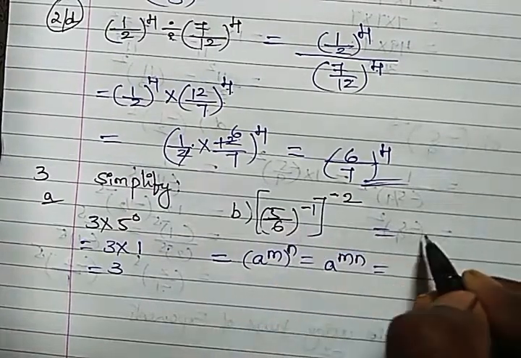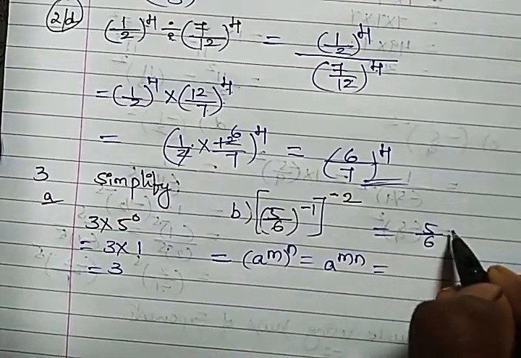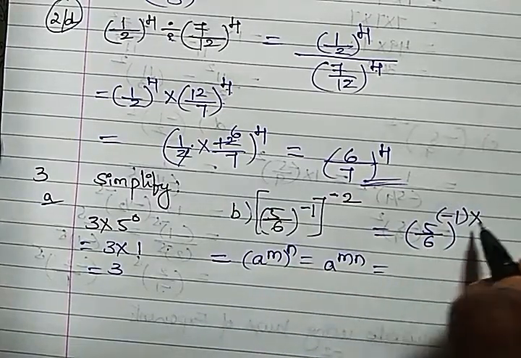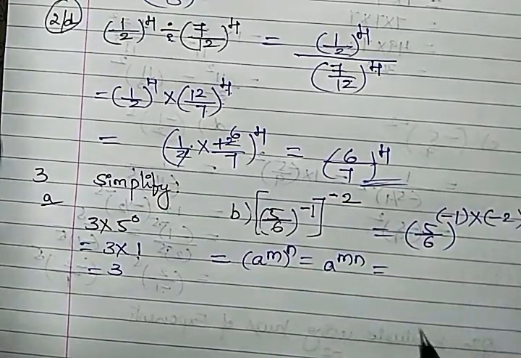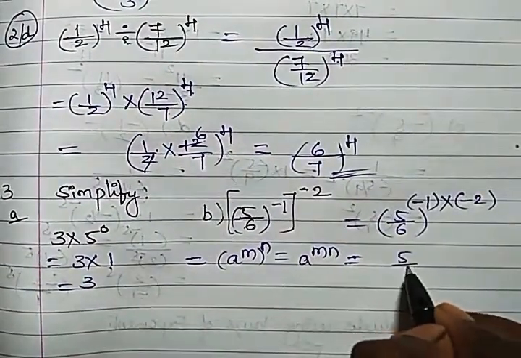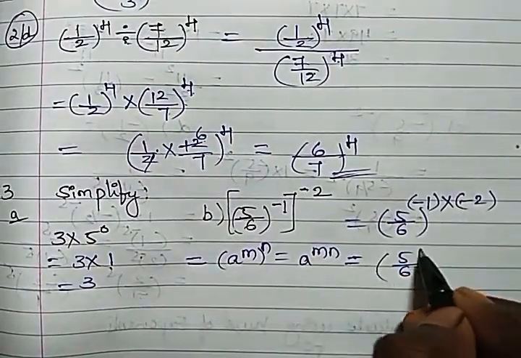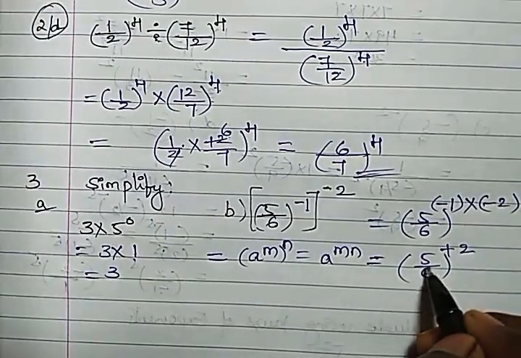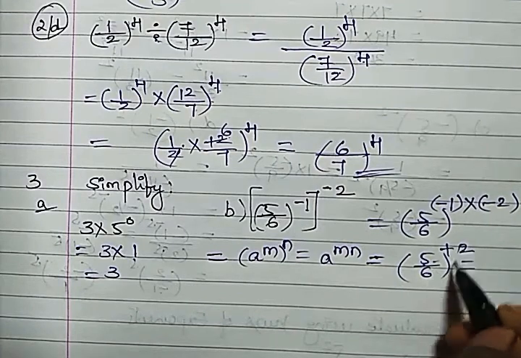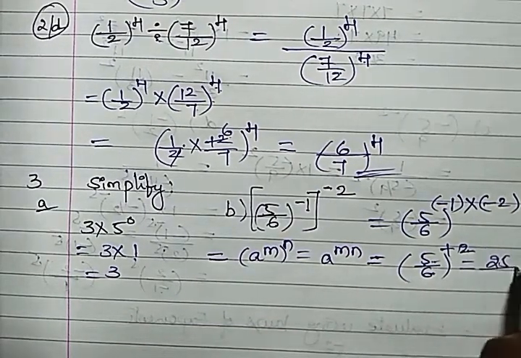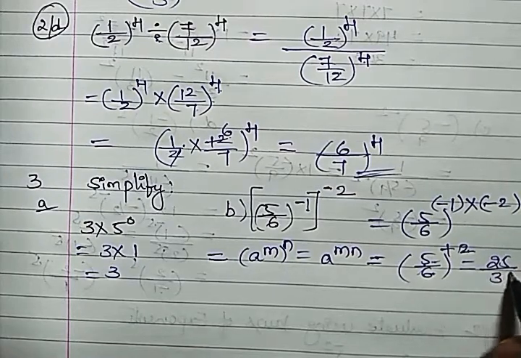So here this can be written as 5 by 6 whole power minus 1 is the first power into minus 2 is the second power. Now what will be the answer here? 5 by 6, minus into minus plus, 1 into 2, 2. So 5 power 2 is 25, 6 power 2 means 36.